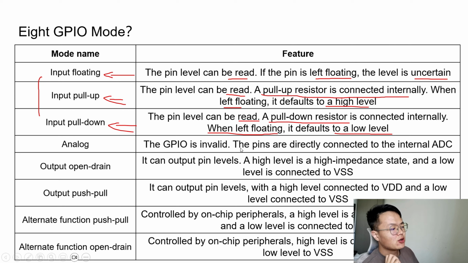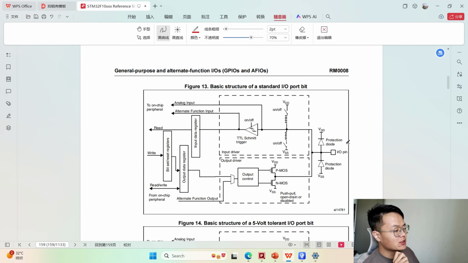Analog: the GPIO is invalid. The pins are directly connected to the internal ADC. We can also check it in the datasheet. For this picture here, the path of reading an analog signal is like this, right? It doesn't pass through this Schmitt trigger.